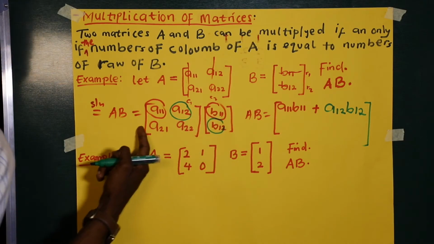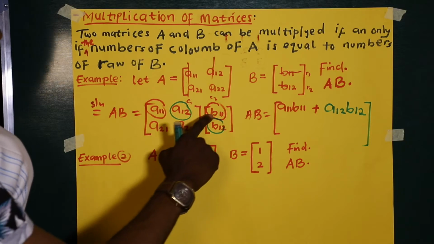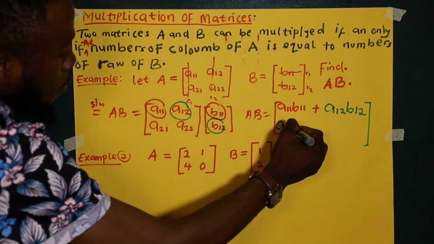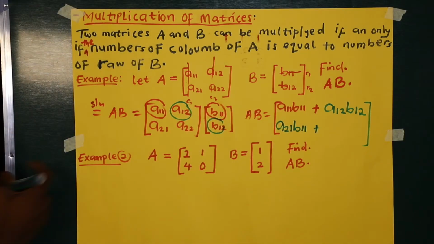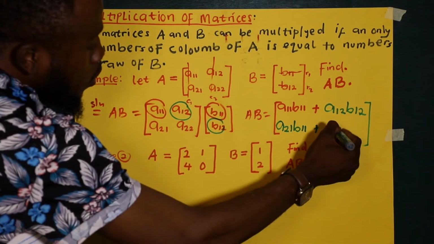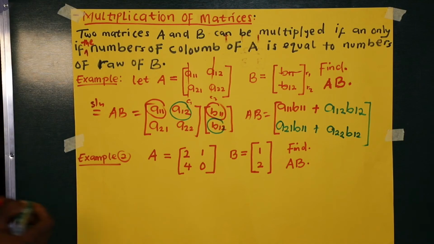Then now you come back to this row and this column. A21 times B11. Then you write your plus. Then A22 times B12. So this is how we multiply two matrices, A and B.